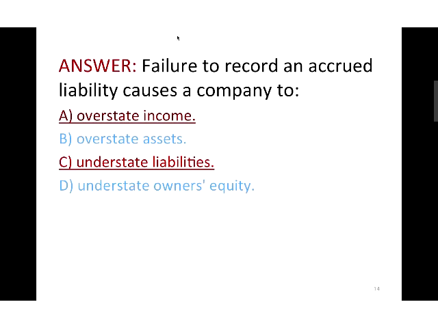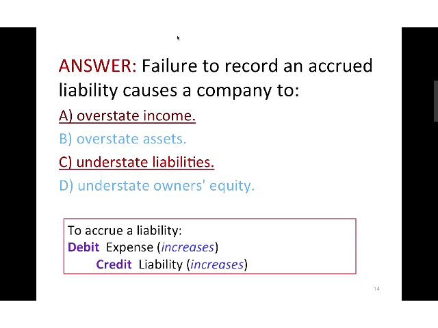And what I did, there's two answers. My first inclination when I answered the first time I did C, but it's also A. To accrue a liability, when we make an accrual entry, we're going to be typically debiting an expense, which increases that expense, and we're crediting a liability, which increases the liability. So an accrual entry will typically increase an expense and increase a liability.